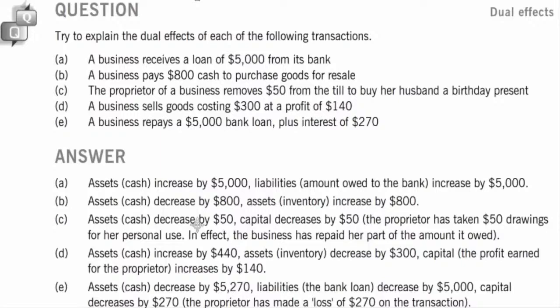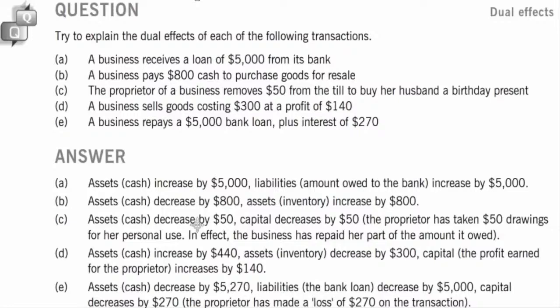3. Purchasing inventory involves shifting value within assets. Cash decreases, but inventory, another asset, increases. 4. Repayment of a loan reduces both liabilities and cash, while interest payments are treated as an expense that reduces capital. 5. Profit from sales increases capital, reflecting the owner's equity increase from earning income.